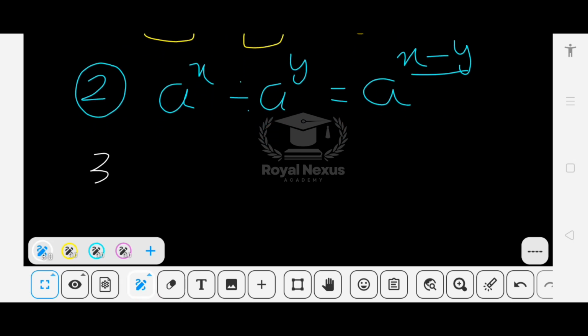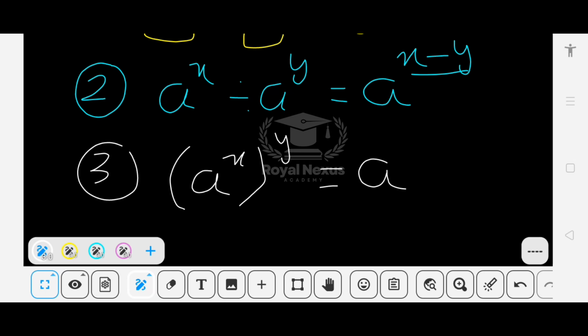The third law states that when a raised to the power x is raised to the power y, it will be a raised to the power x times y. So this law is basically power of a power. When one power is raised to another power, the powers are multiplied with each other. So this is the third law of power.